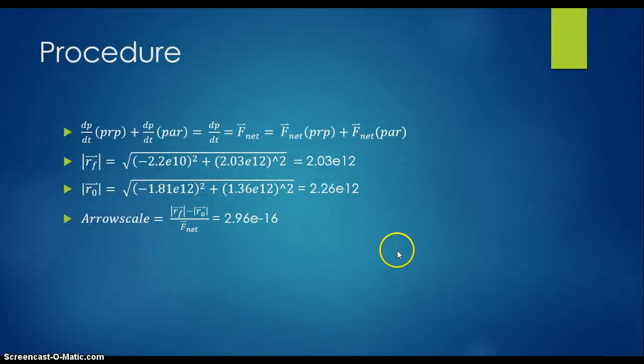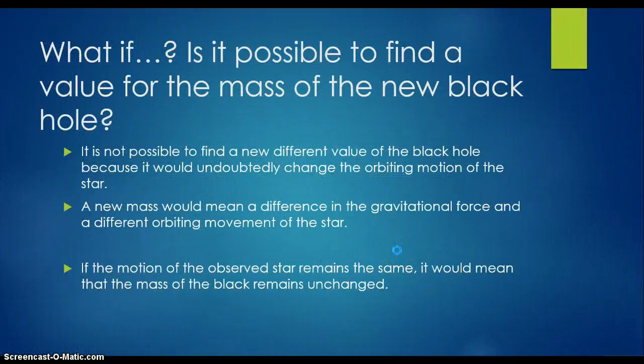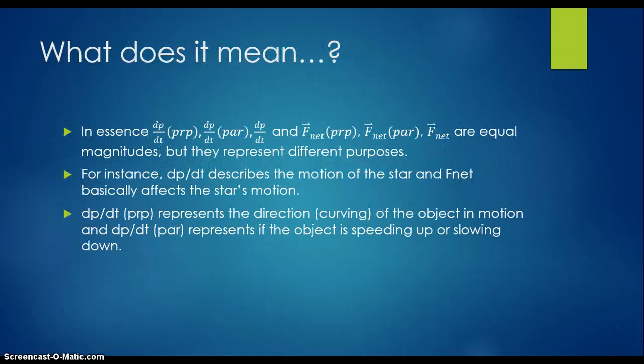Now we're going to answer the what if question. Is it possible to find a value for the mass of the new black hole? It is not possible to find a new different value of the black hole because it would undoubtedly change the orbiting motion of the star. If the motion of the observed star remains the same, it will mean that the mass of the black hole remains unchanged. What does it mean?